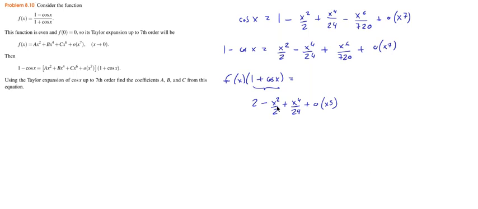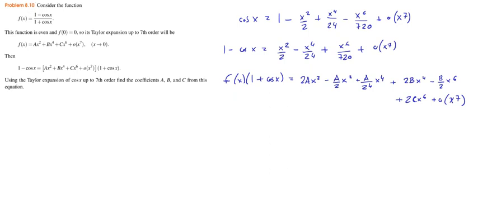Okay, so this is going to be 2 times a x squared, minus a divided by 2 x to the 4th plus a over 24 times x to the 6th, and then we have 2 times b x to the 4th minus b over 2 x to the 6th, and then the rest is x to the 4 times x to the 4, which is x to the 8, so that's small o of x to the 7. And the last term that we have is 2 times c x to the 6, and the rest is small o of x to the 7.